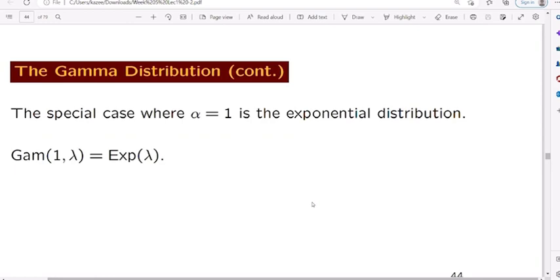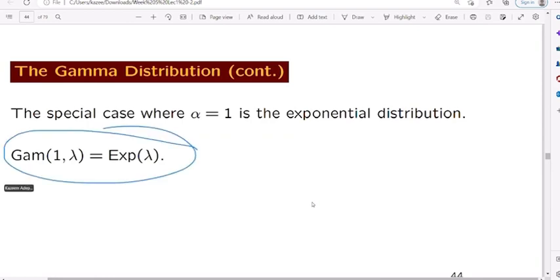That's what we mean. So the gamma of 1 comma lambda equals that. Don't forget your alpha here is 1. Therefore, the exponential distribution is a special form of a gamma distribution. I'm going to say that again: the exponential distribution is a special form of a gamma distribution.